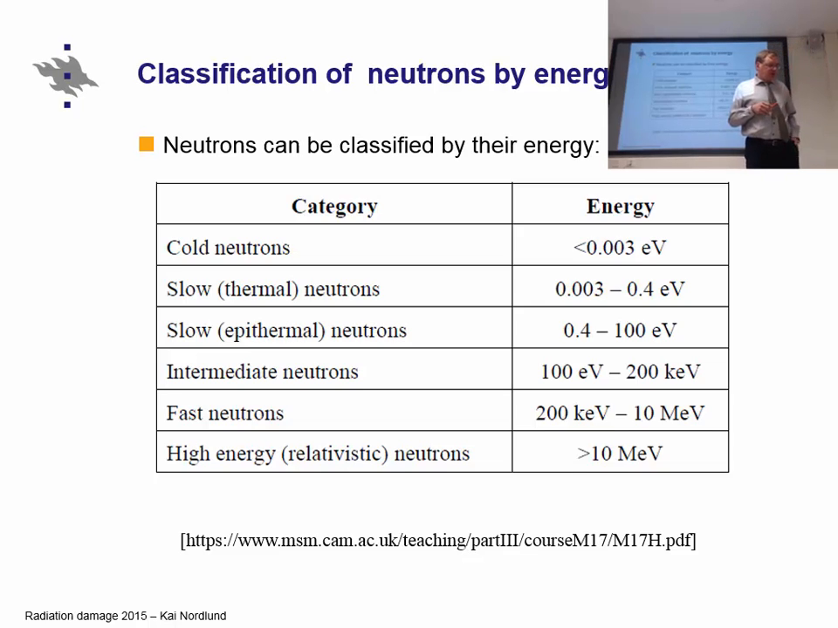And actually, the kinds of neutrons which are produced are classified by energy by this scale here. It's not so important for this course to remember exactly which energy is which category, except it's good to know that fast neutrons mean high energy neutrons, which are quite damaging for materials.